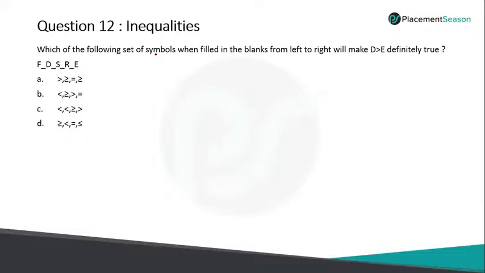Which of the following sets of symbols, when filled in the blanks from left to right, will make D greater than E definitely true? Okay. So now we have a question, F space D space S space R space E. Letters are given, and we have to replace the blanks with the inequality symbols. They are asking for the comparison between D and E, so we can leave the first symbol and forget about it. It will be easy to compare because we only look at D and E.